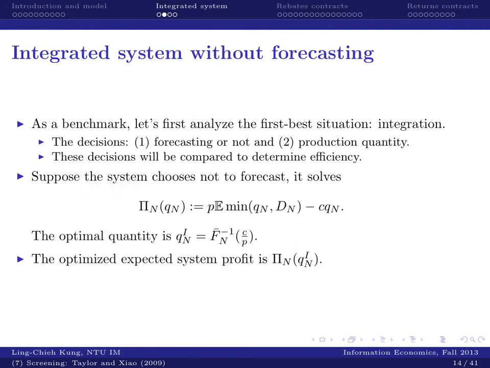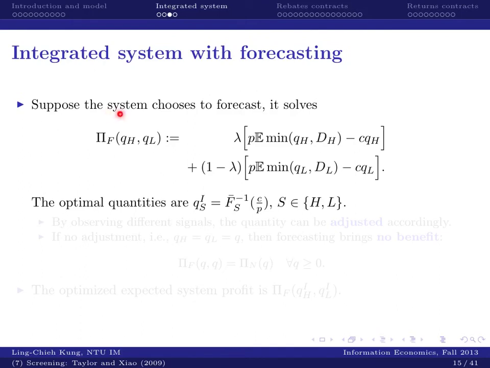Suppose the system does not forecast. In that case, we are facing a very simple newsvendor problem. Here, the demand is Dn. Because we do not forecast, we don't know what the demand is, so we use this estimation, and then we get the optimal quantity. This quantity definitely depends on our belief about the demand, which is Fn as the CDF.